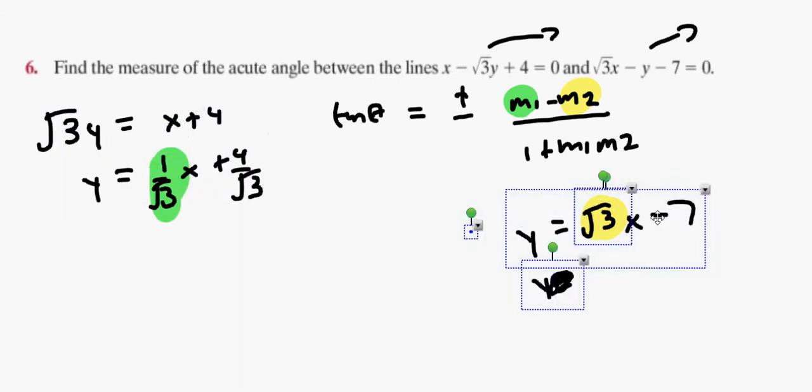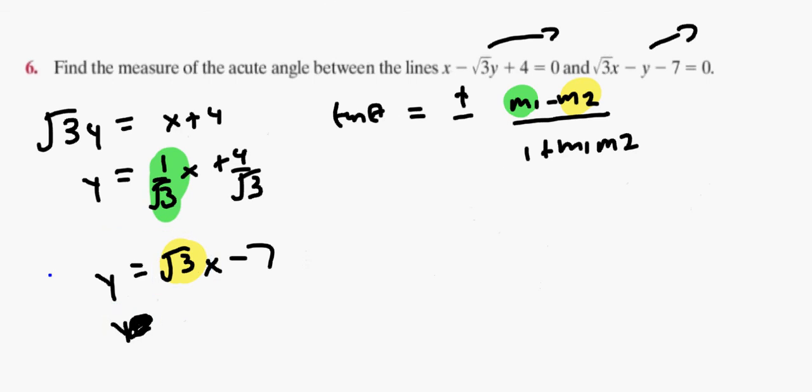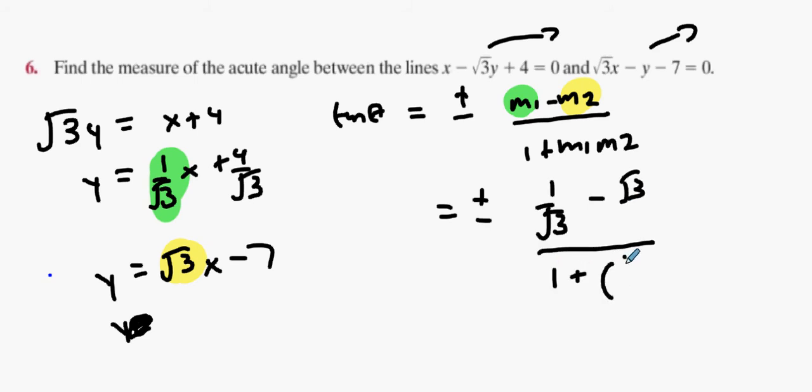So what we're going to get is tan theta equals plus or minus 1 over root 3, take away root 3, over 1 plus 1 over root 3 times root 3. Throw all that into the calculator, what do you get? Anybody got an answer? Is it minus root 3 over 3? Yeah. Who got minus root 3 over 3?